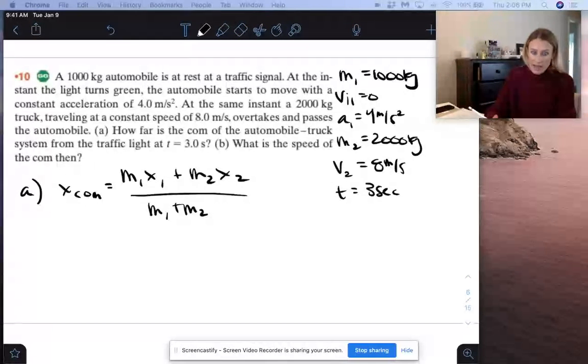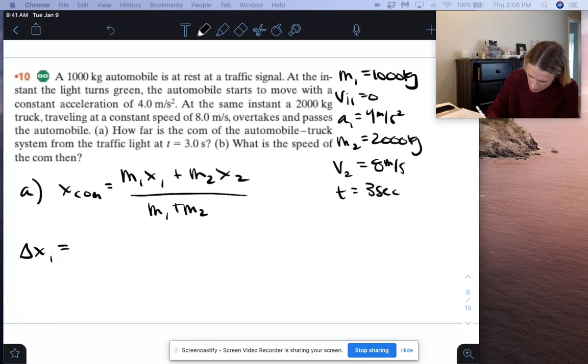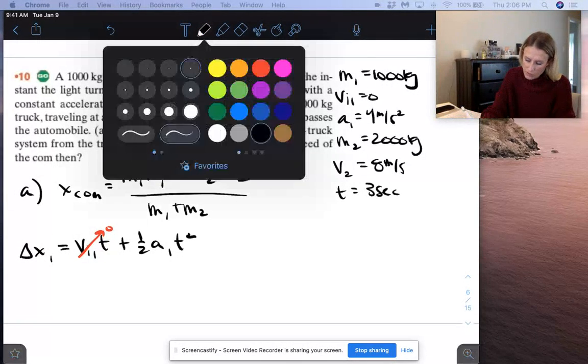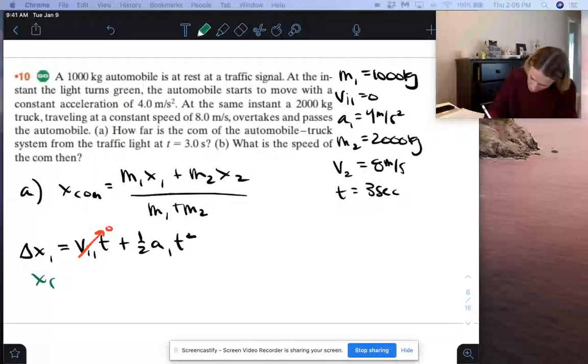So I know that if I have those things, I can use the equation delta x of mass 1 equals initial velocity of mass 1 times time plus 1/2 acceleration of mass 1 times time squared. Of course, here my initial velocity is 0, so that whole term cancels out. And then also my initial position of mass 1, I'm going to call 0 as well. So because of that, I get final position of mass 1, which is going to be my x1, equal to 1/2 acceleration of mass 1 times time squared.